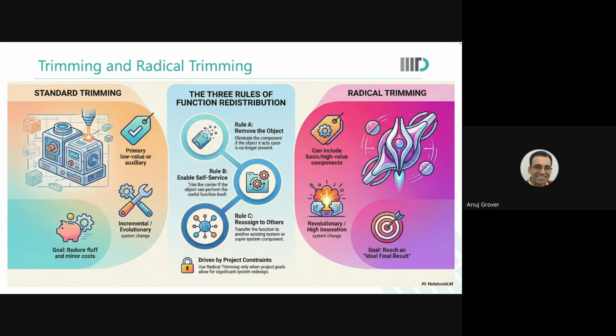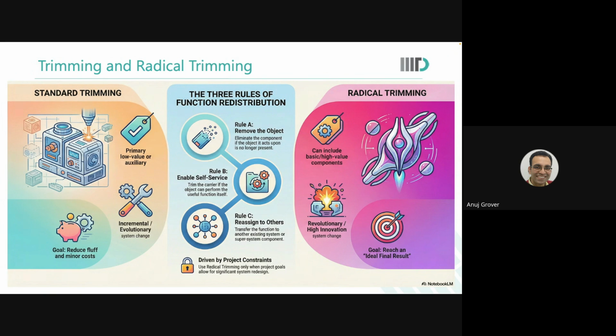So it can include basic and high value components, and radical trimming can lead to what we call latent MPVs. When you work on latent MPVs, you can come to breakthrough results. So radical trimming can lead you there. It is a completely different way of implementing something. Wasn't the final solution of radical trimming so elegant and simple? Cost reduced, problems reduced, everything was so much simpler and far superior, is it not? So that is the potential of radical trimming.